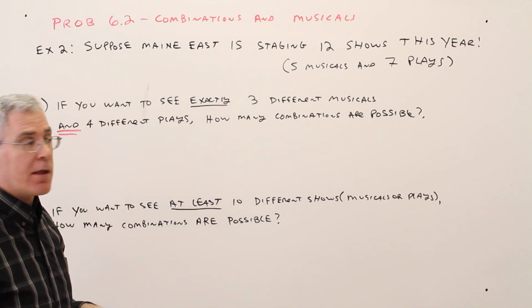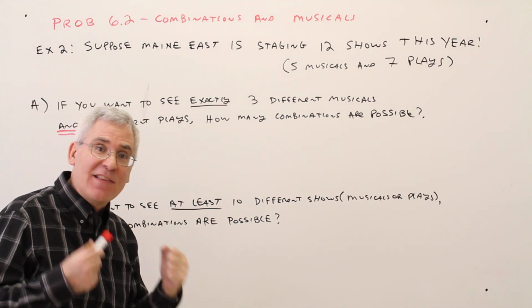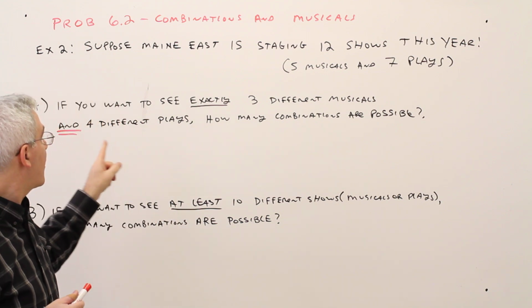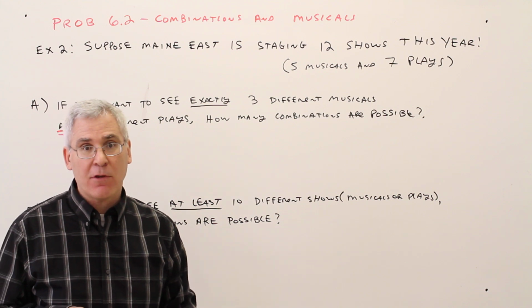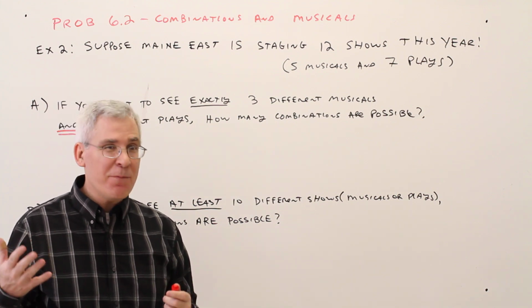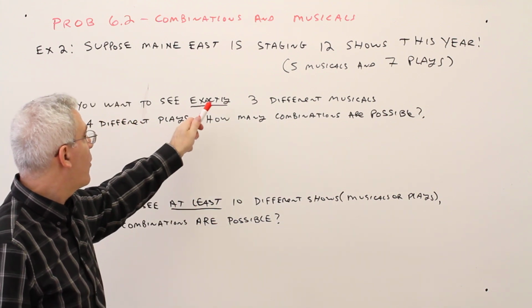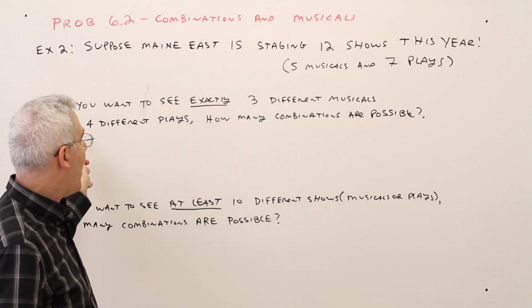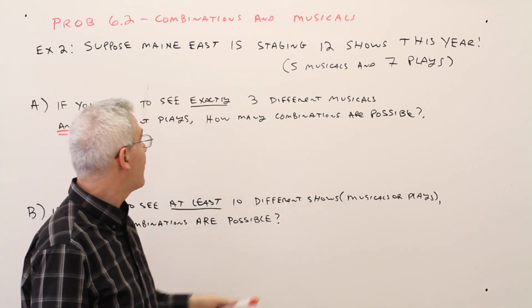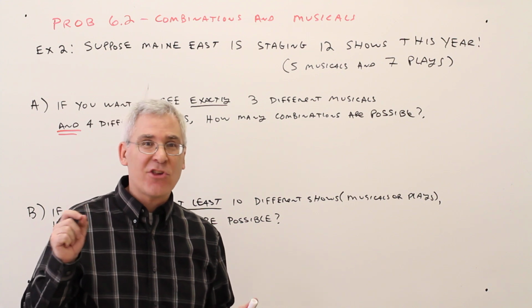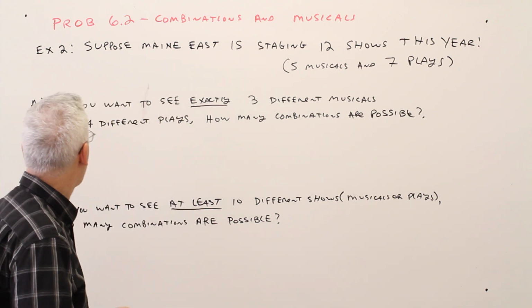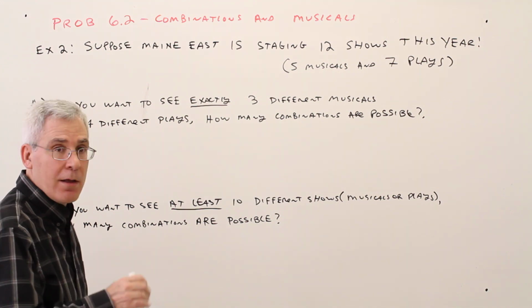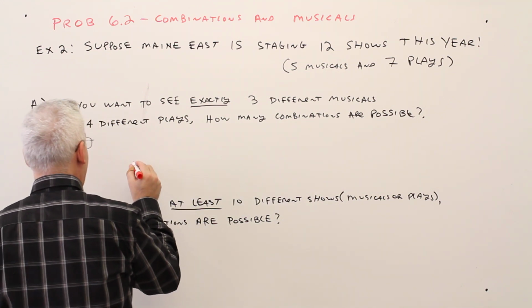2 parts. A, if you want to see exactly 3 different musicals and 4 different plays, how many combinations are possible? So there's some very important vocabulary here. The word exactly, the word and, combinations. So just a slight change in these words could change the whole way of solving the problem. All right, so I'm going to set up a little slot.